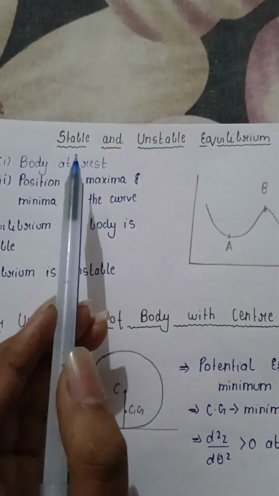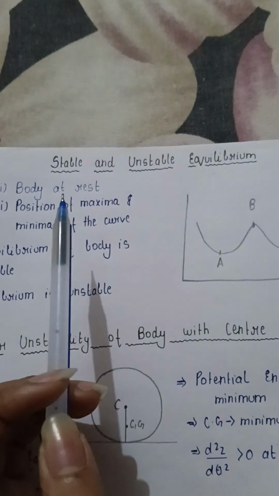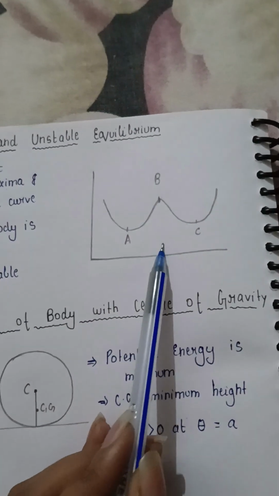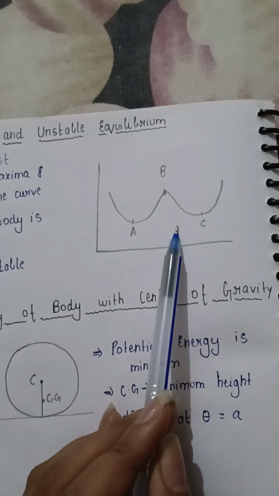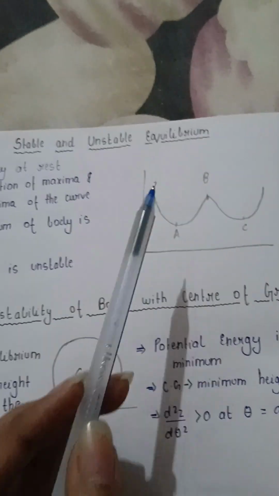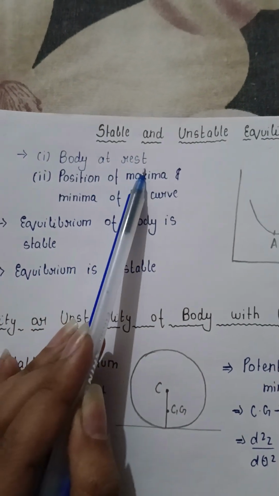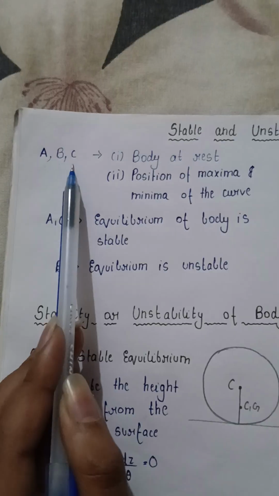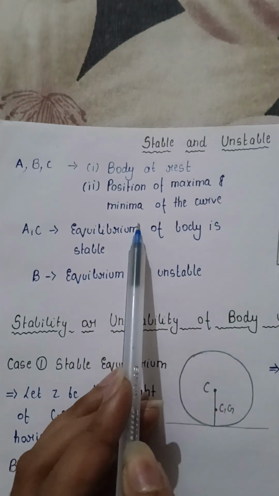In this video, we'll discuss the topic stable and unstable equilibrium. So, in this topic, let's see this diagram. We know that when a body moves on a smooth curve, it will take different positions. Like as shown in the figure, from the figure, we say that the body is at rest on the position A, B, and C. And these are also the position of maxima and minima of the curve.